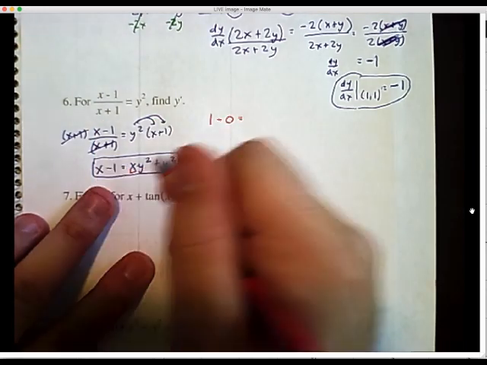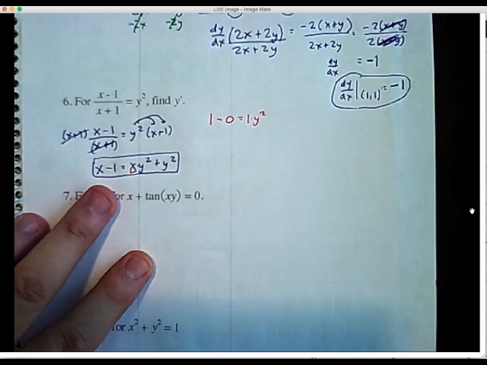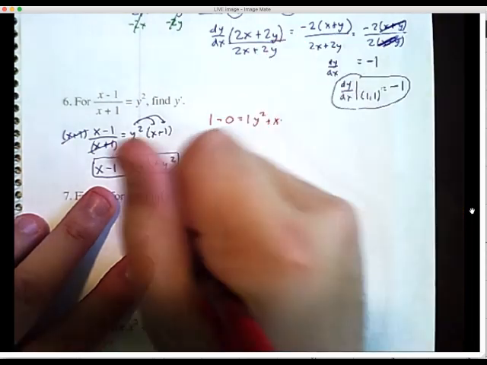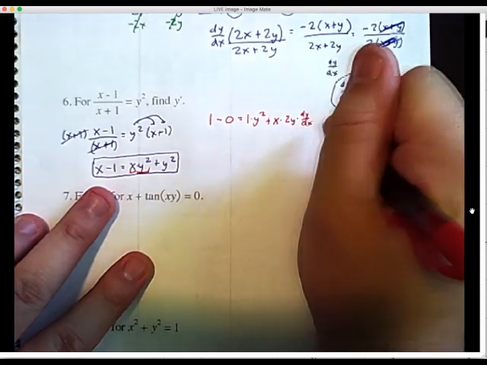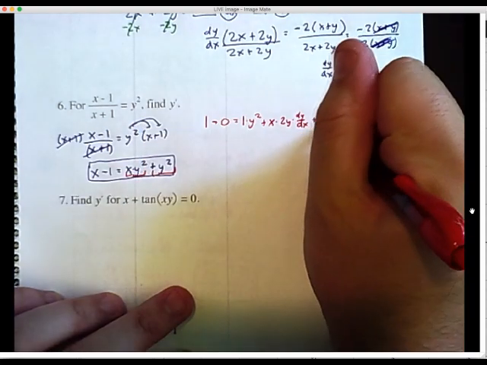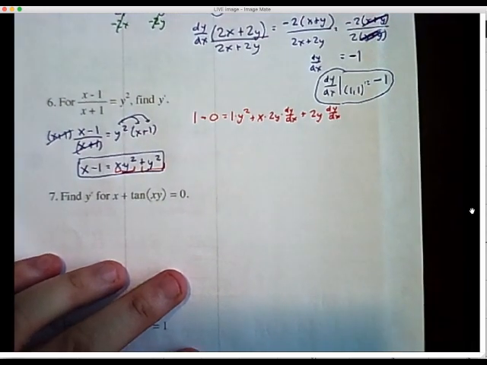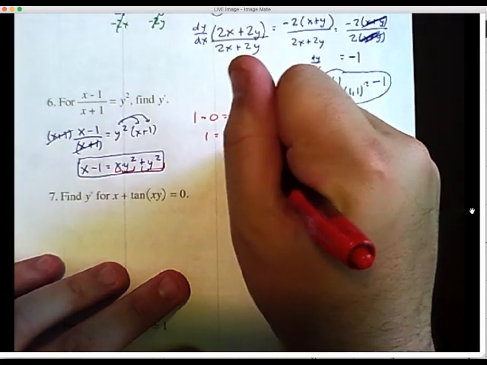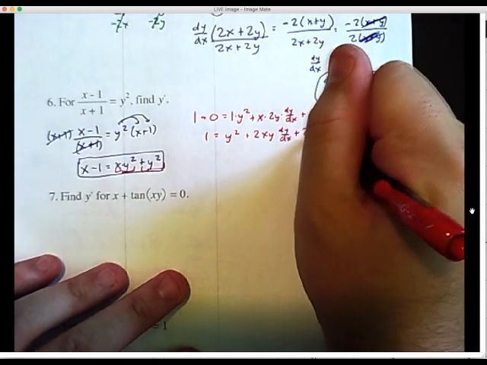Now next term, it's a product, so I've got to use the product rule. The derivative of the first term would be 1 times the second term, plus the first term, x, times the derivative of y squared, which would be 2y dy/dx. Plus the derivative of that term, that would also be 2y dy/dx. So I have 1 equals y squared plus 2xy dy/dx plus 2y dy/dx.